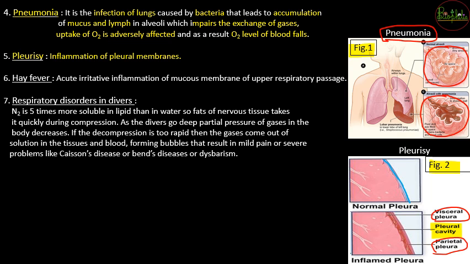The next condition is going to be hay fever. That is nothing but acute irritative inflammation of mucous membrane of the upper respiratory passage. Now because of this inflammation and irritation, there can be chances that the person also shows high temperatures. So it is also called as hay fever. और inflammation क्यों होता है? Because of some allergens. So allergens can be a cause, that is dried grass can also cause irritation, and because of irritation and inflammation there is going to be high temperature, so completely it is called as hay fever.